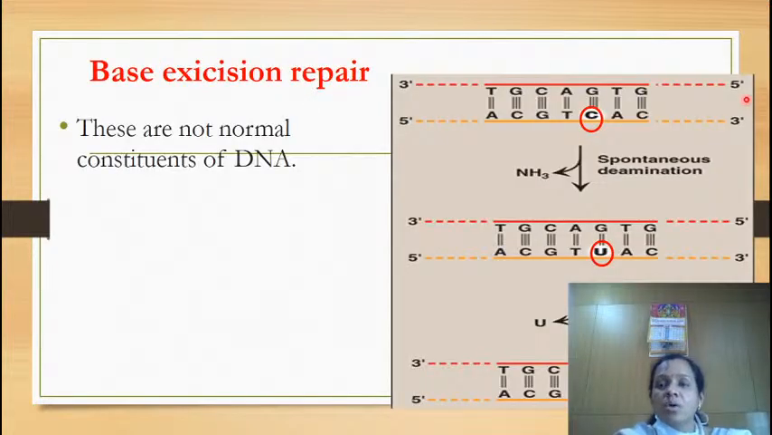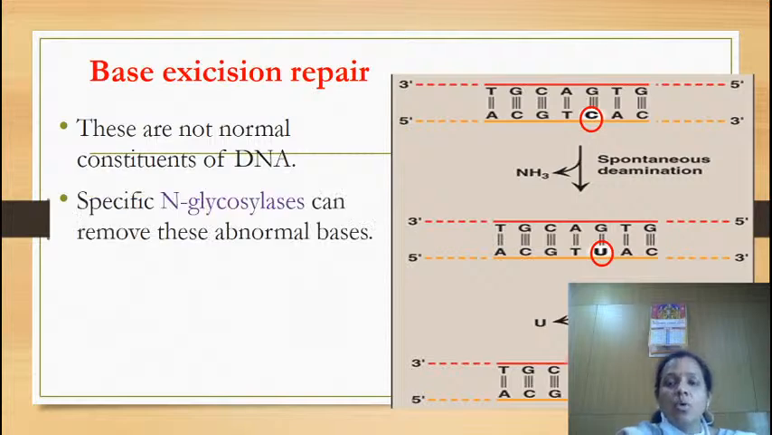Like this. Here G is pairing with C, so it is not a mismatch, everything is fine. But because of some disturbance, there is spontaneous deamination of cytosine. As a result, the cytosine is getting converted to uridine. These are not normal constituents of the DNA. Actually, this should not be present in the DNA. So what will it do?